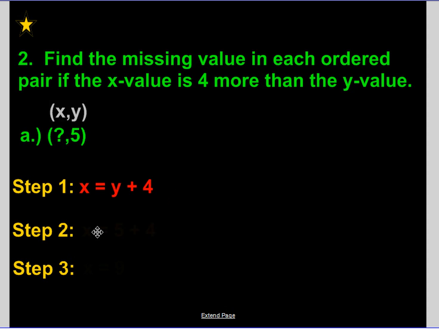Then we plug in what we do know, which is y equals 5. And we know then that x equals 9. So the missing value for our ordered pair is 9, 5.